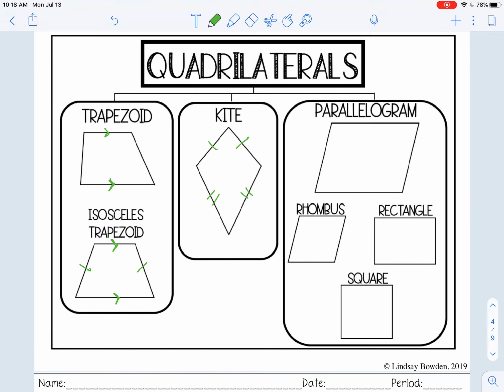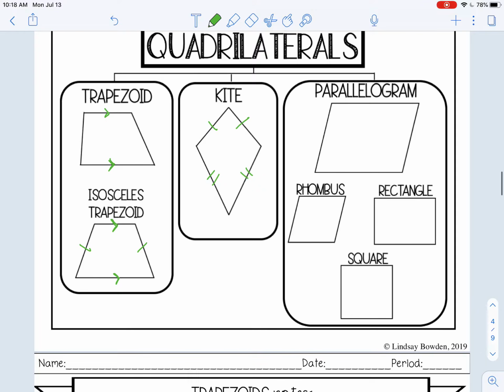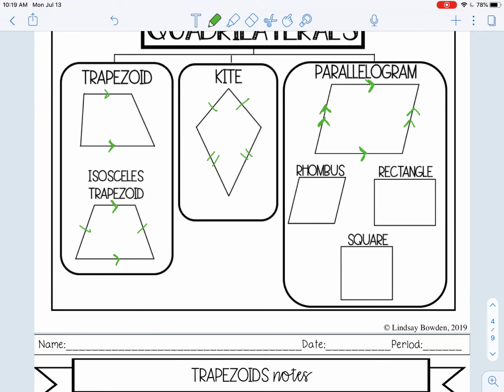All right, and then the parallelograms, we will get more into those in another video, but parallelograms have 2 pairs of parallel sides. So these are parallel, and then these are parallel, and the parallel sides are always opposite from each other. And then the types of parallelograms are a rhombus, a rectangle, and a square, and they each have their own special properties too. For example, a rhombus, along with having opposite parallel sides, it also has all congruent sides.